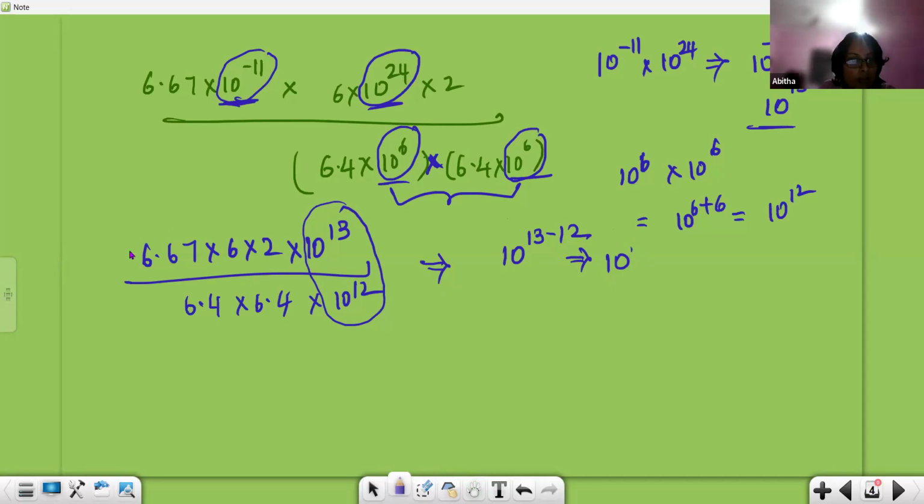Okay. And what about these? Do the multiplication of the upper terms. So it will be 6.67 into 6 into 2, which will be 12, by 6.4 into 6.4. So it will be 6.67 into 6 into 2 by 6.4 square. Multiply all these terms and tell me how much you are getting.